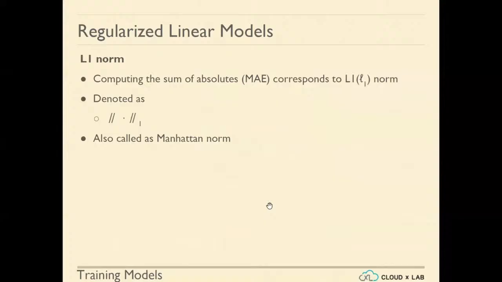So in L1 norm, we are computing absolute value. Mean of absolute error corresponds to L1 norm, right? Because here we are taking absolute value, modulus value. So for example, L1 norm of 2 is 2. L1 norm of 5 is 5. L1 norm of minus 5 is also 5, right? L1 norm of, let's say, minus 4 is 4, right? Because here we are taking absolute value. And for L1 norm, we will use here a symbol 1. We are taking here L1, right? And this L1 norm is also called Manhattan norm, right?